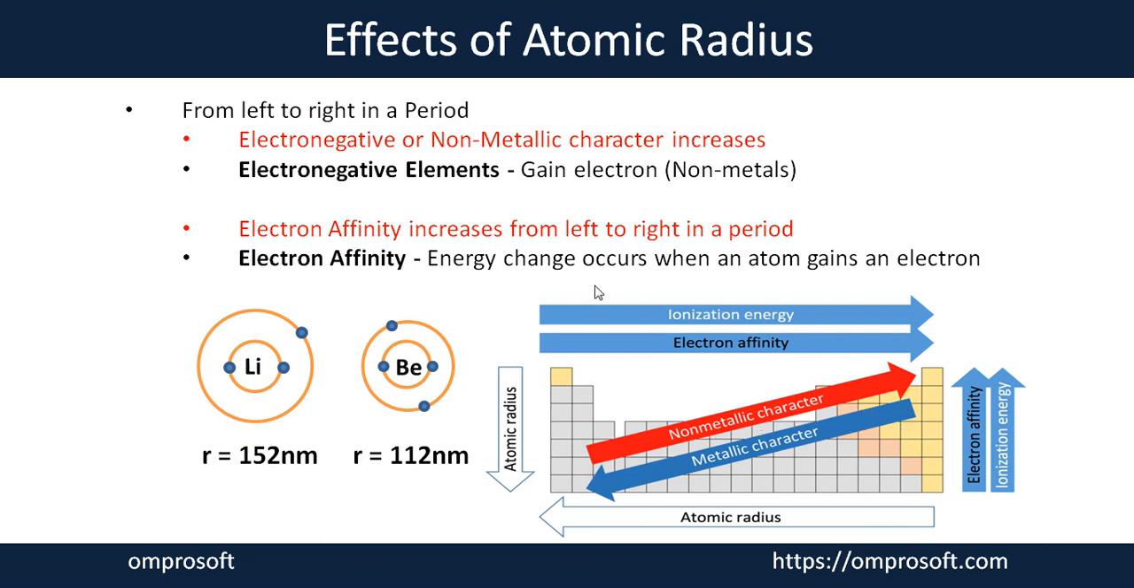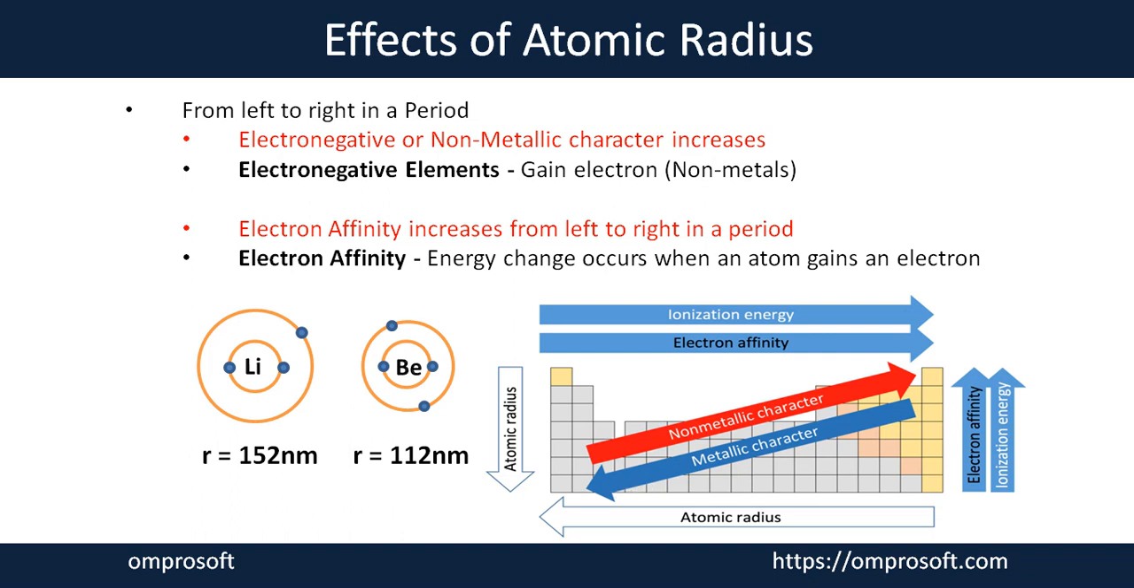If some element tends to gain electrons, it means its non-metallic character becomes strong, and such elements that gain electrons are called electronegative elements. So this is the first property which is affected due to the atomic radius decreasing across a period: its non-metallic character. As we move across a period, the non-metallic character of an element becomes strong. Means elements gain electrons, not lose. So non-metallic character becomes strong and metallic character becomes weak.